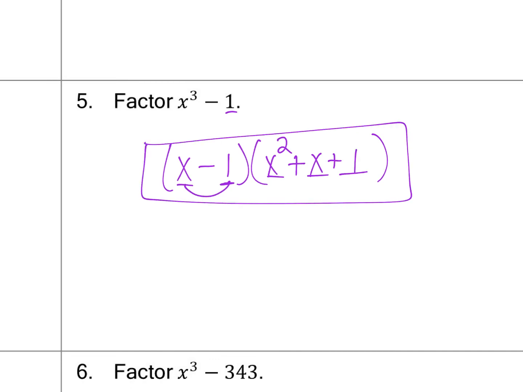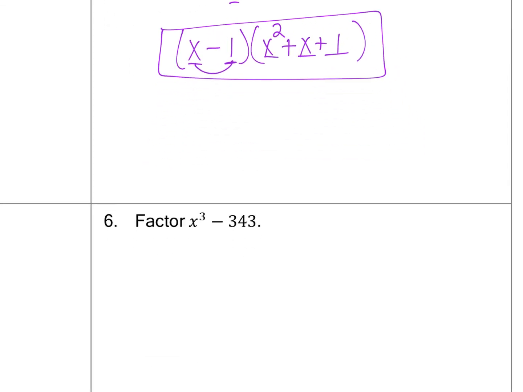So sum and difference of cubes are factored the same exact way. The difference is the signs. Same sign for the first one, opposite sign on the second one, and then the last one's always positive.